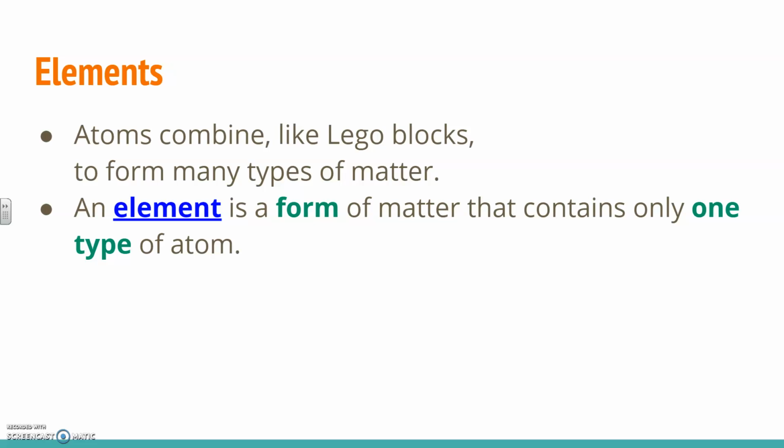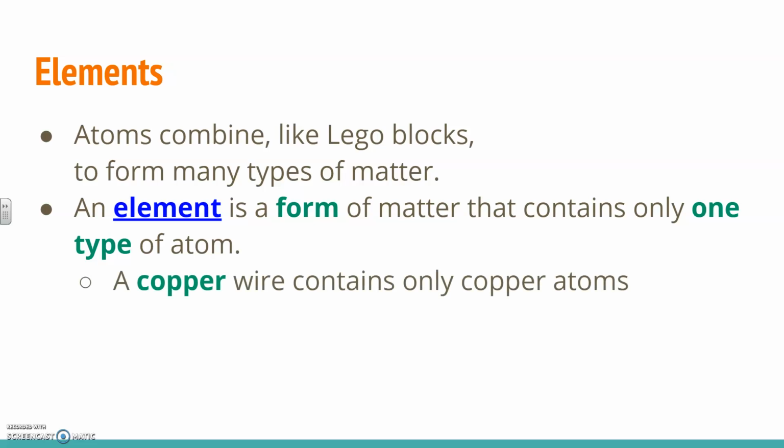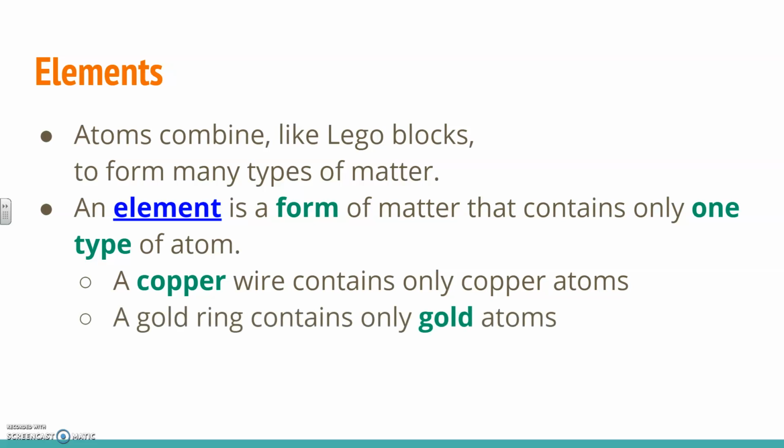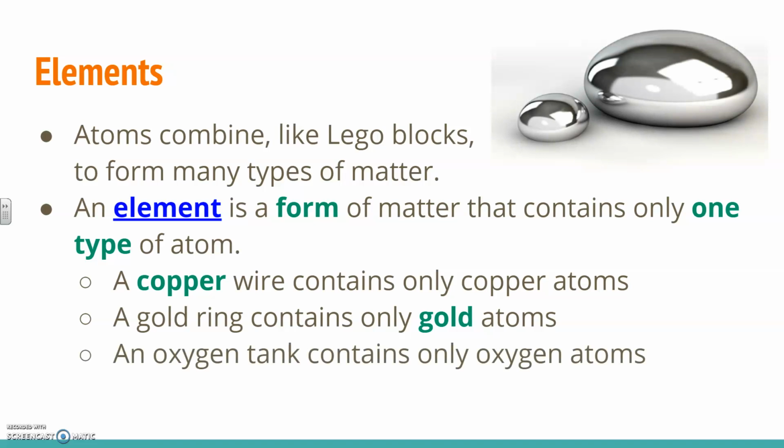Okay, so that'll help you jog your memory later on. So a copper wire contains only copper atoms. A gold ring contains only gold atoms. And an oxygen tank contains only oxygen atoms.